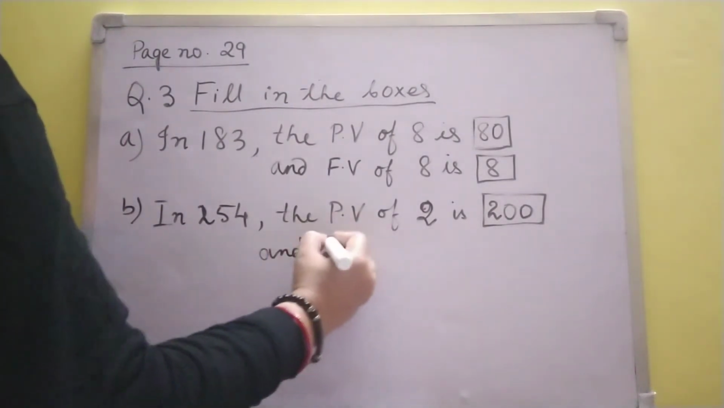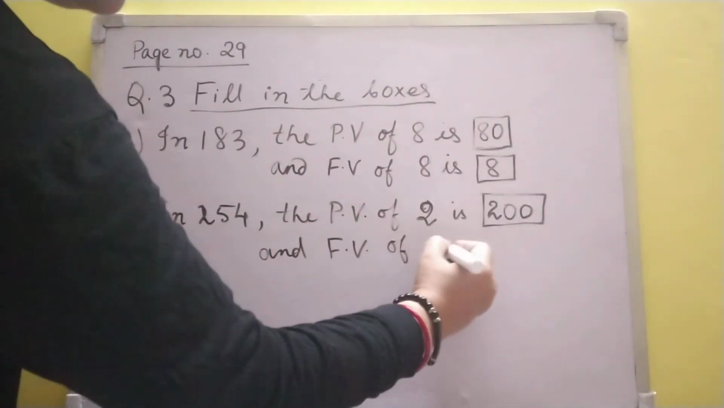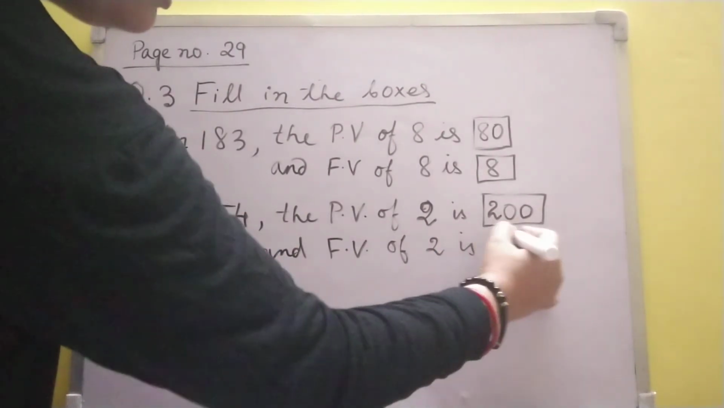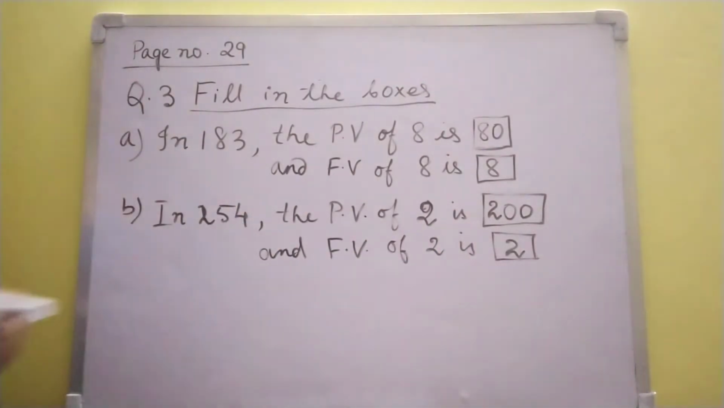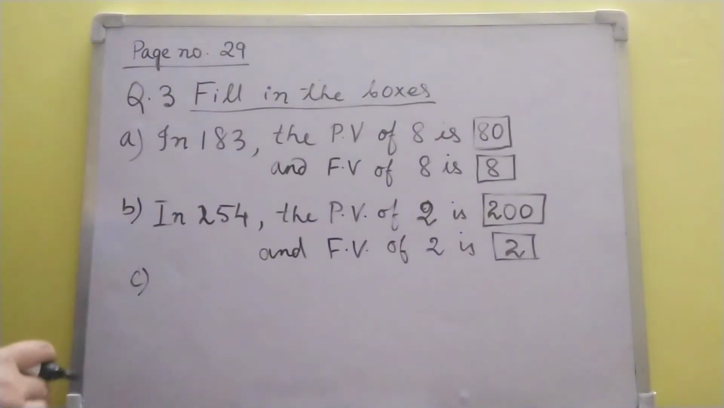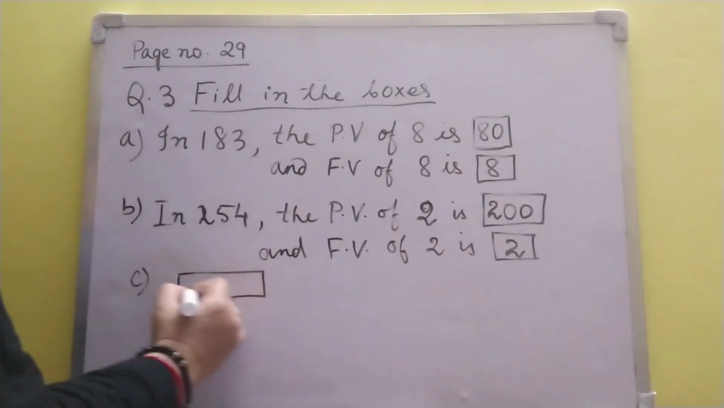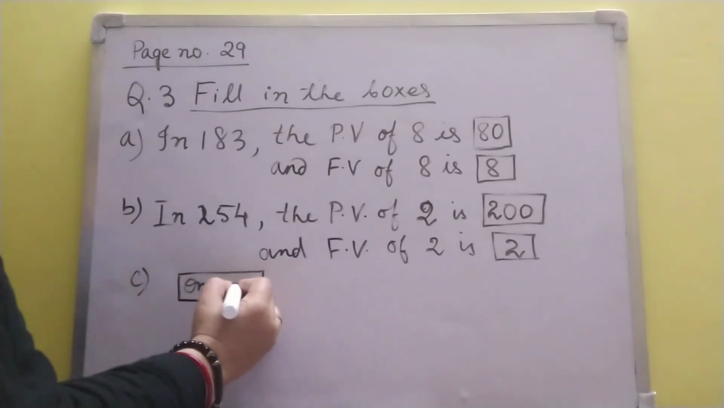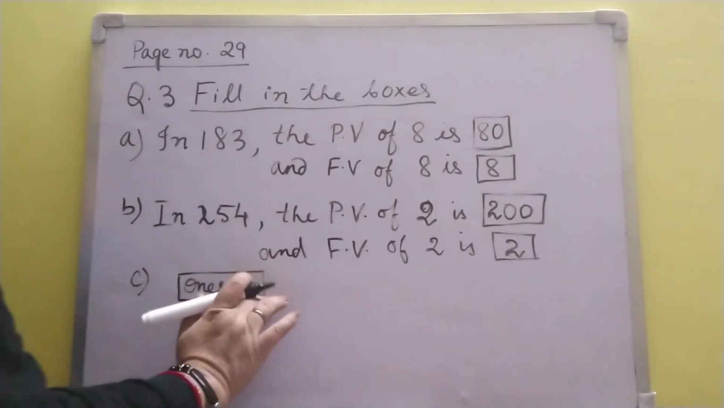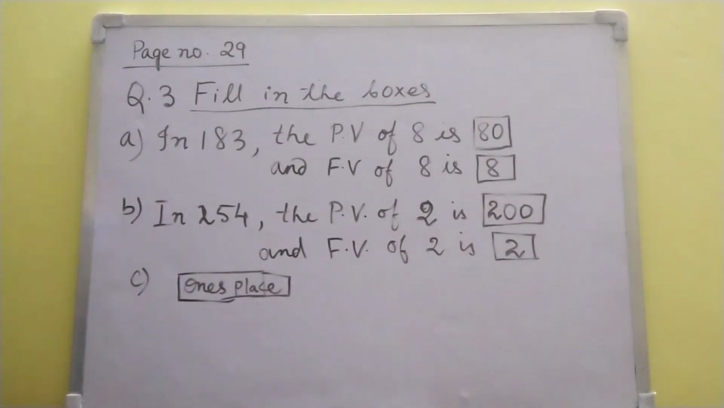And the face value of 2 is... I think I don't have to tell. You have already written. Yes, 2. C I will not do because I have already told the answer: ones place. The answer will be the ones place. That I have already explained.